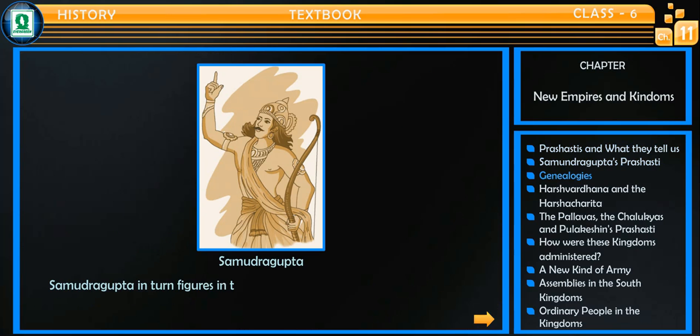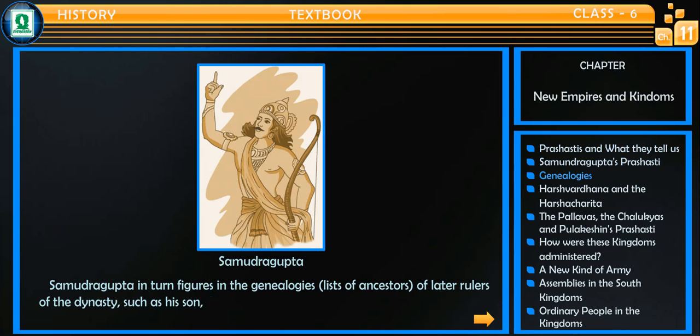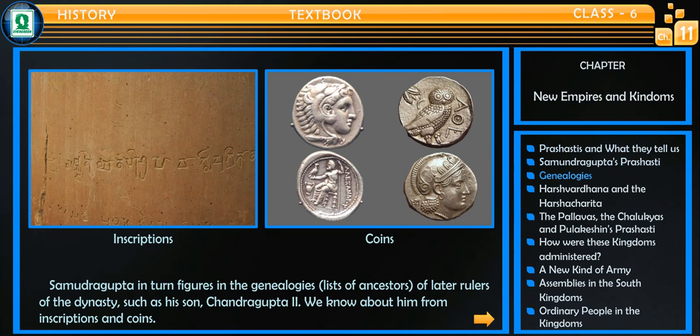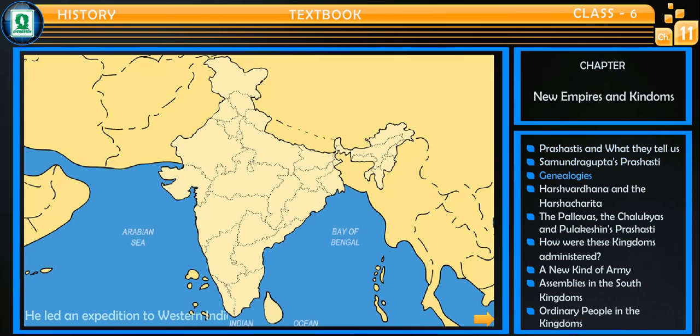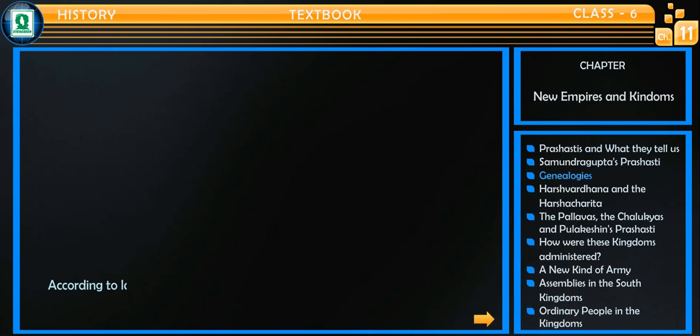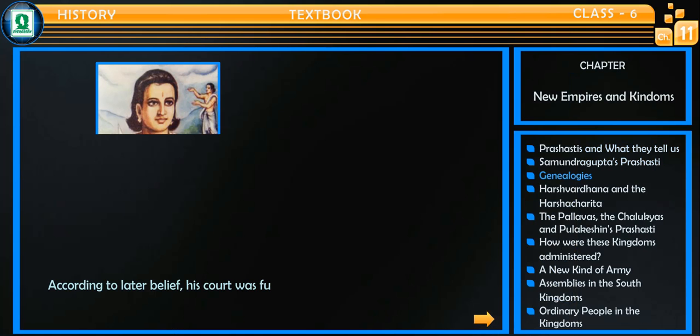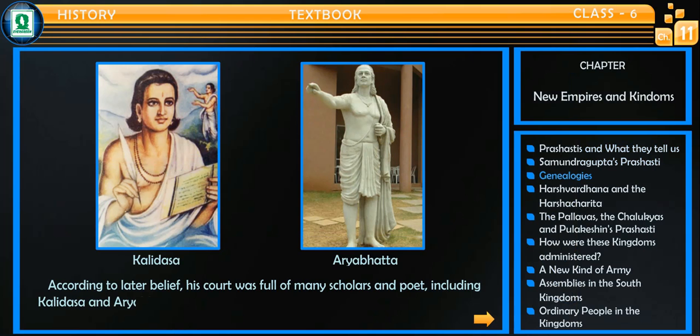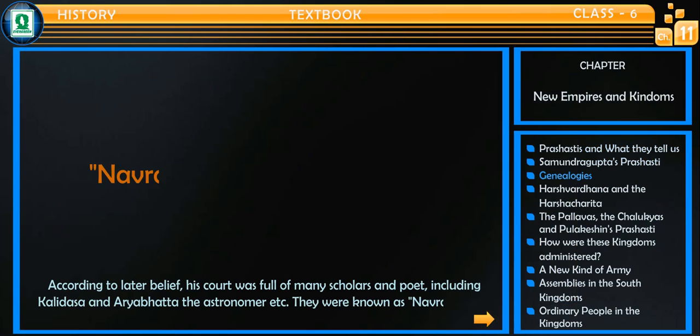Samudragupta, in turn, figures in the genealogies, lists of ancestors, of later rulers of the dynasty, such as his son Chandragupta II. We know about him from inscriptions and coins. He led an expedition to western India where he overcame the last of the Shakas. According to later belief, his court was full of many scholars and poets, including Kalidasa and Aryabhata the astronomer, etc. They were known as Navratnas, or the 9 jewels.